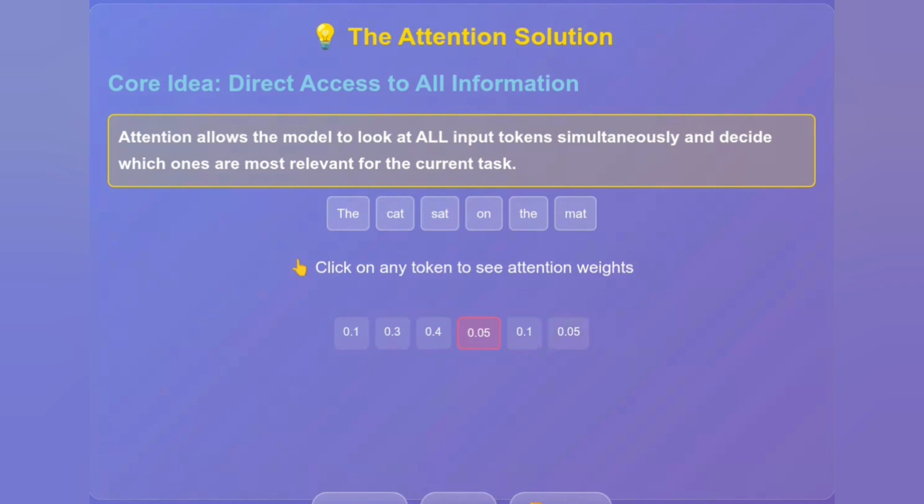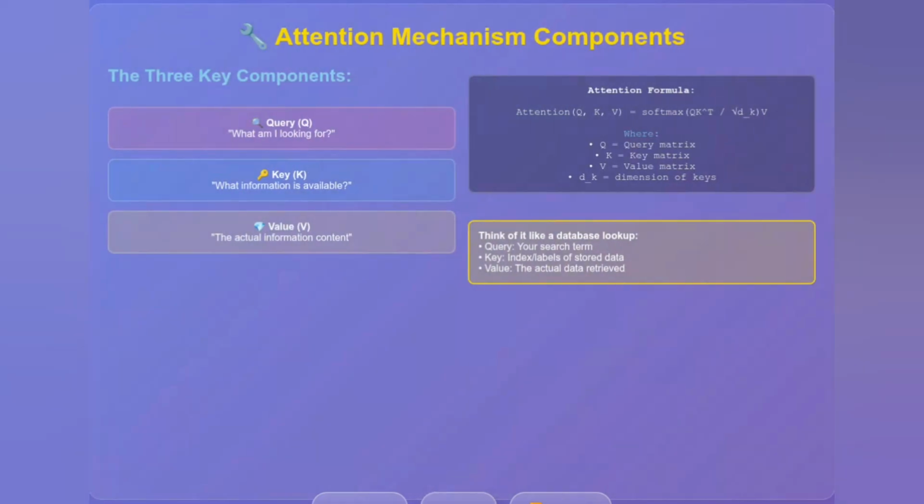The attention weights you see below, these numbers sum to 1 and represent how much the model cares about each input token when processing the current one. This is learned during training, not hard-coded by us. This direct access means no more information bottleneck, no more vanishing gradients for long-range dependencies, and, as we'll see, the ability to parallelize computation. Let's break down exactly how attention works.